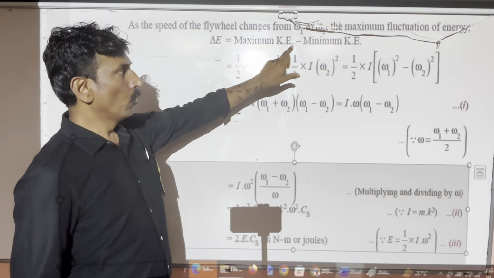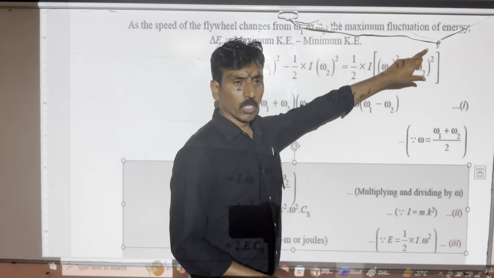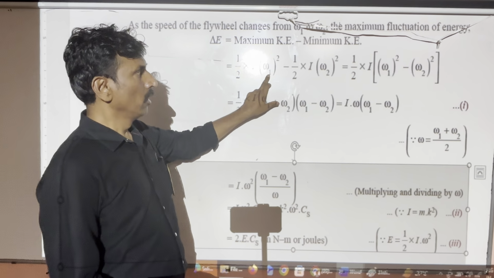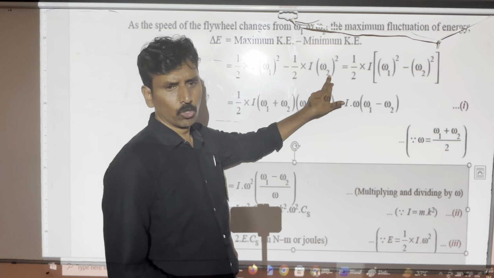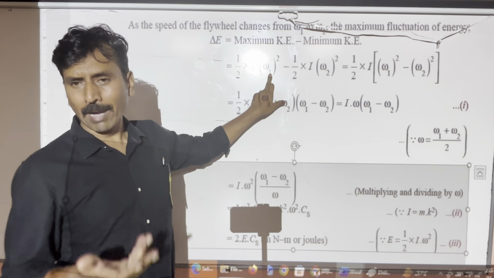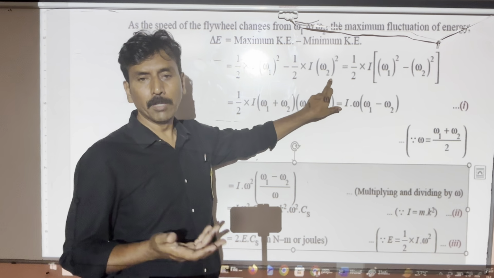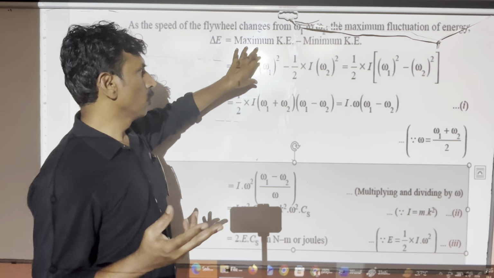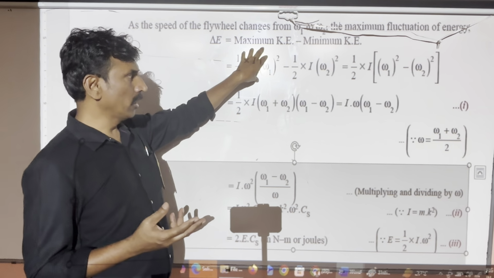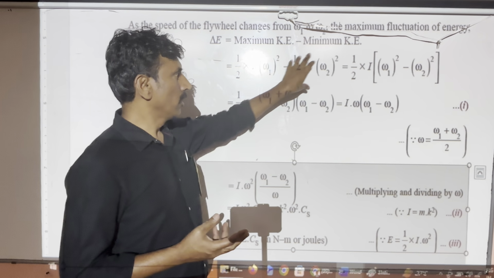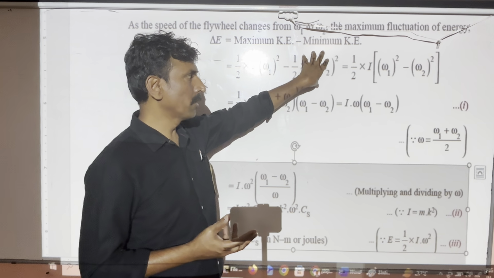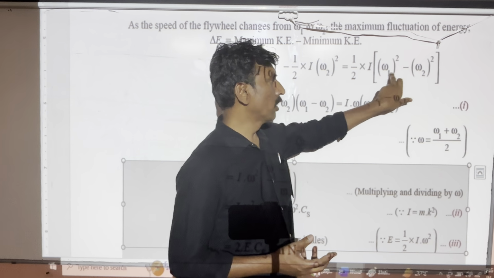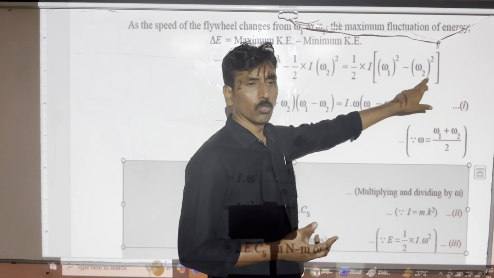So if you want the maximum fluctuation of energy, that is maximum kinetic energy when you have the highest speed omega 1, and minimum kinetic energy when you have the lowest speed omega 2. You can write it as omega max or omega min, but 1 refers to max and 2 refers to minimum. So half I omega 1 square is the maximum kinetic energy, and if you substitute omega 2, this becomes the minimum kinetic energy. When you take half I common, this becomes omega 1 square minus omega 2 square.